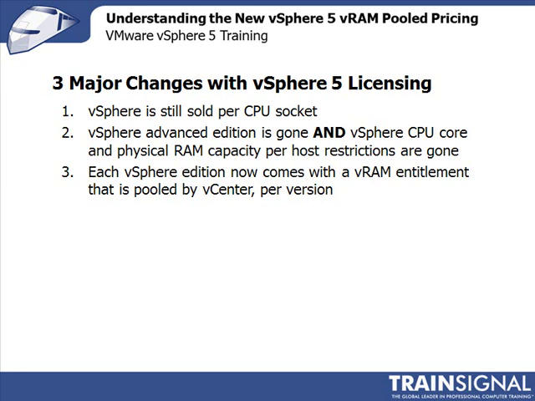Another change with vSphere 5 is that the vSphere Advanced Edition is now gone, and vSphere CPU core and physical RAM capacity limits or restrictions per host are also gone. So it benefits you to buy servers that have more and more cores per socket. You don't have to pay anything extra for those, and vSphere is going to support those really indefinitely.